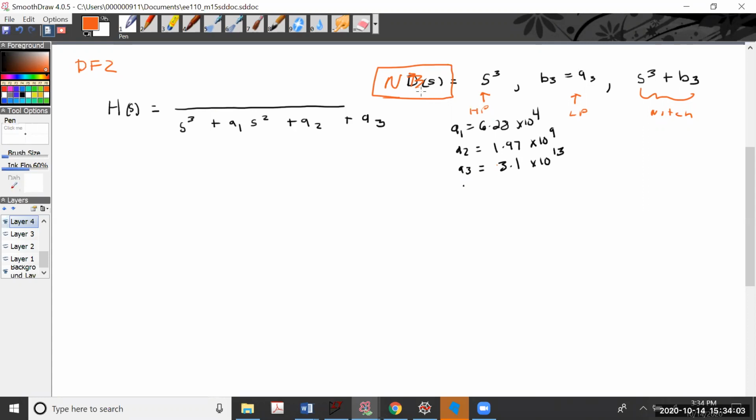I'm going to get into that, okay? So this is 6.28. This is 1.97 times 10 to the 9th, 3.1 times 10 to the 13th. And for a low pass filter with 0 dB gain, B3 equals A3.